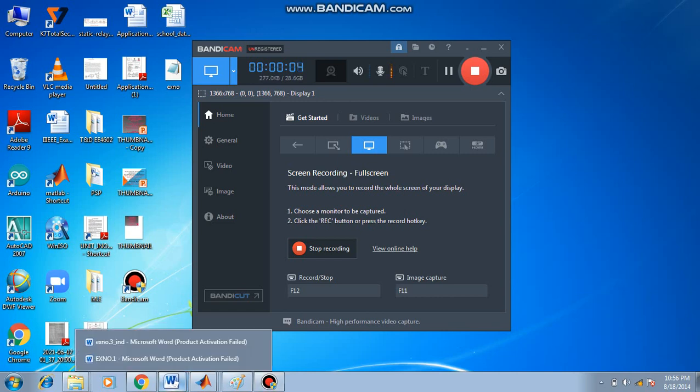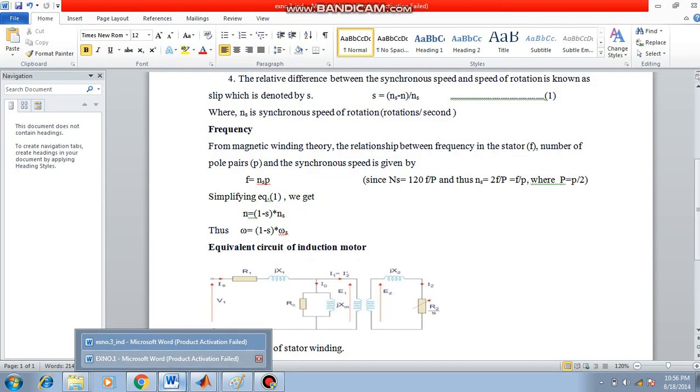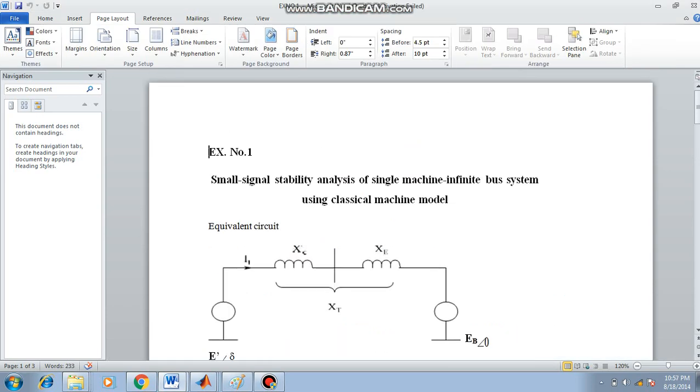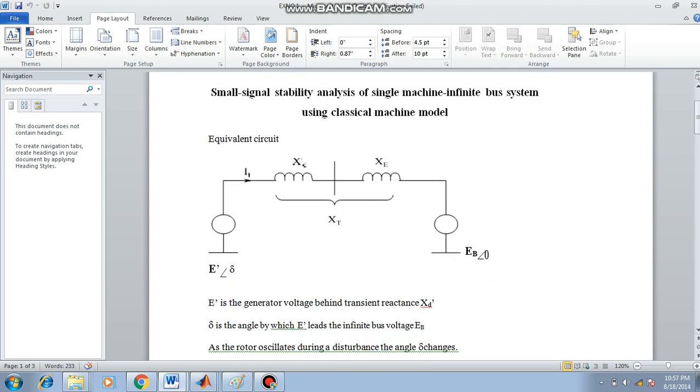So this video is about experiment number 1, small signal stability analysis of single machine infinite bus system using classical machine model. So this is the equivalent circuit of a classical machine model. It consists of a generator, transmission line and an infinite bus bar system.